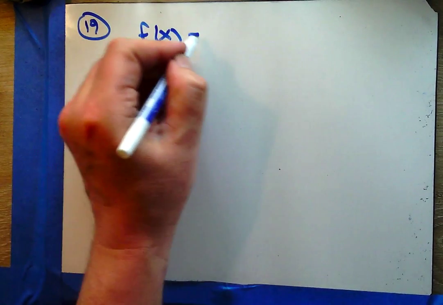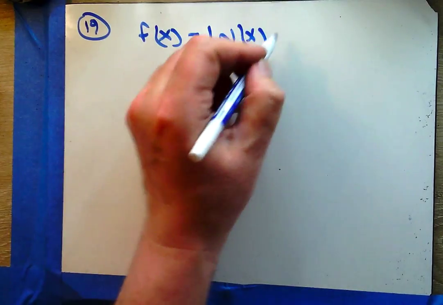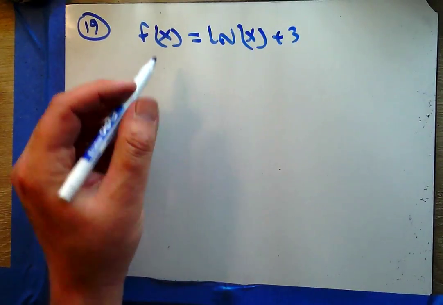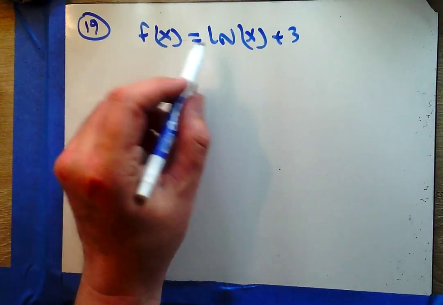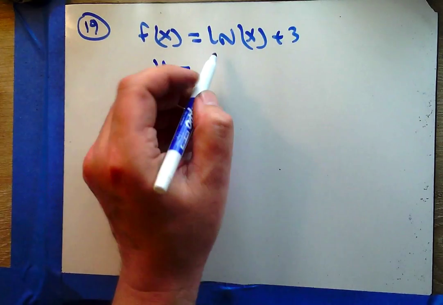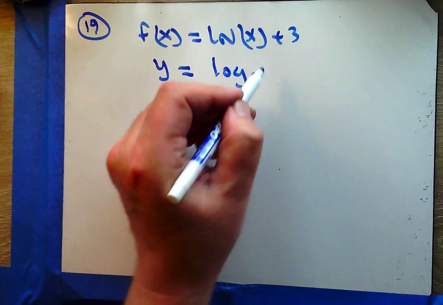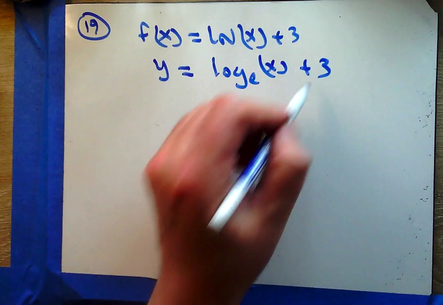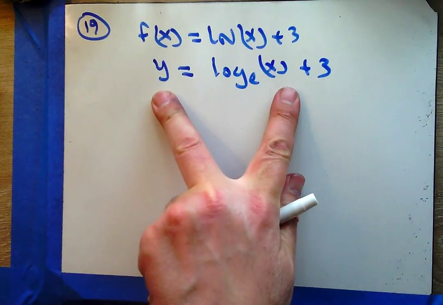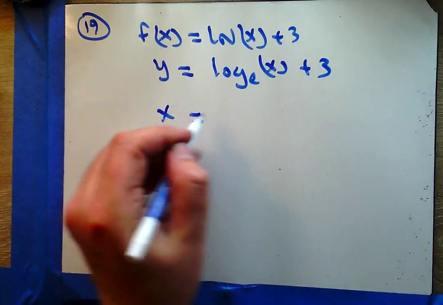19. Find the inverse of each. F of x equals ln of x plus 3. Well, you know, most students find it easier to do this problem if we write y equals log base e of x plus 3, because they know they're supposed to switch the x's and y's.